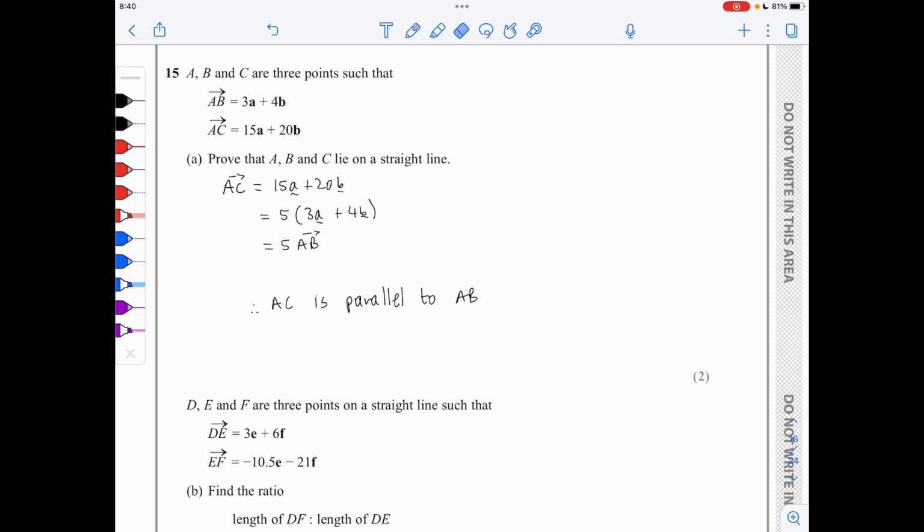We also notice that A is a common point, and therefore this leads to the conclusion that A, B, and C lie on a straight line. They are said to be collinear points.